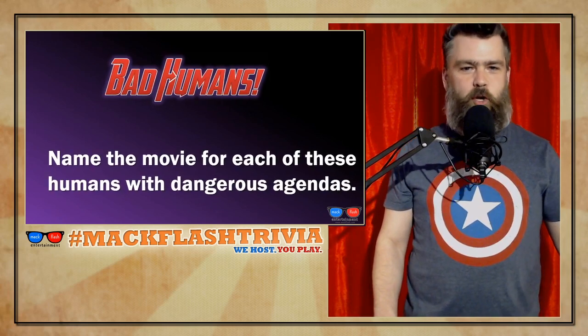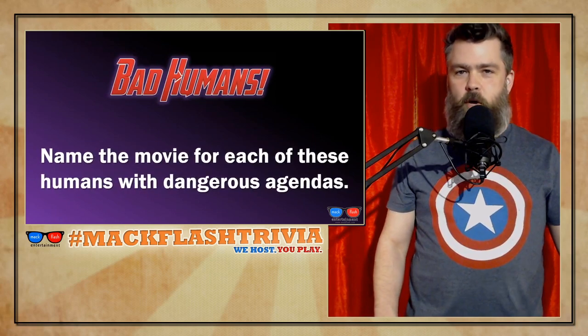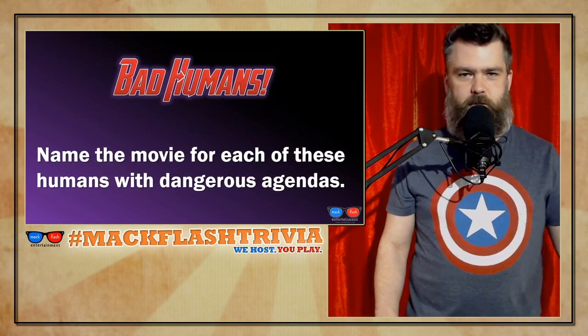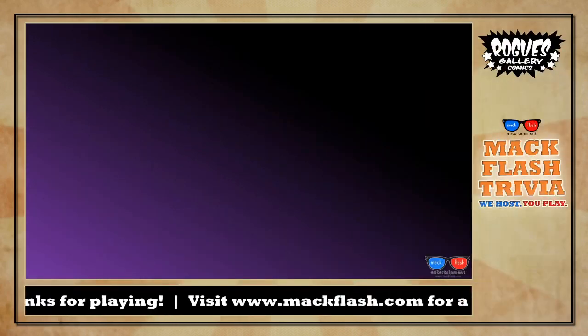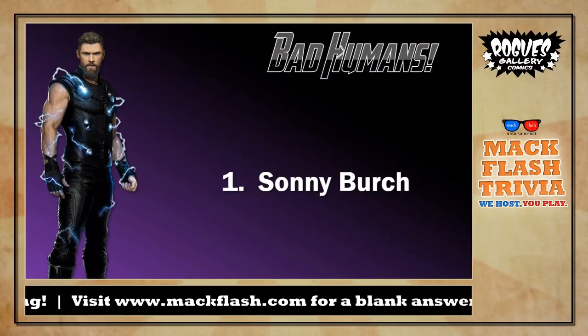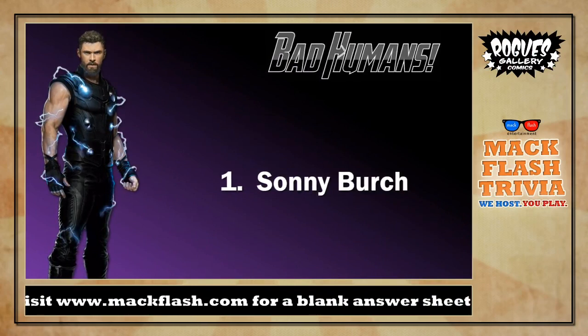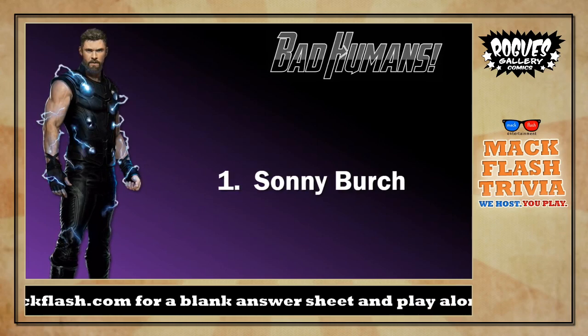It's called Bad Humans. Name the movie for each of these humans with dangerous agendas. So these are all bad guys that happen to, at the same time, be humans. Let's take a look at these descriptions. Number 1, Sonny Burch. Name the movie.